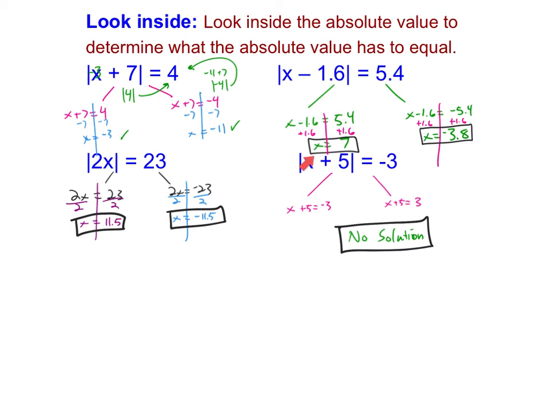But wait a second. When does an absolute value ever equal a negative number? Remember, an absolute value always has to be equal to a positive number. The only reason why I can set these equal to a negative value is because I'm removing them from the absolute value. And so here, absolute value is never equal to a negative number. Therefore, it is no solution. It's not possible. Let's take a look at the very last slide to give a little preview of what we're going to be doing tomorrow.